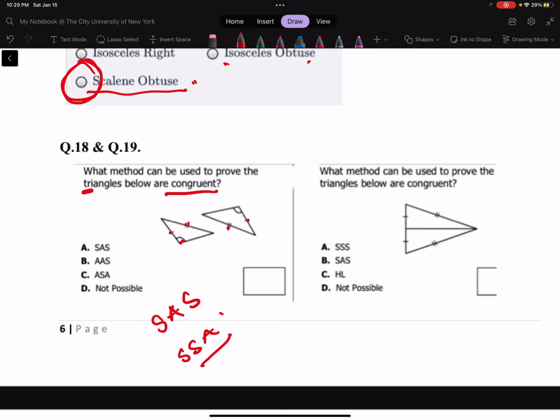Since the two angles are not included, if the angle were included, then we could say that it's side angle side. And if two angles were there, we could say that. So it's not that. And two sides are not there either. So you say not possible to prove. All right.